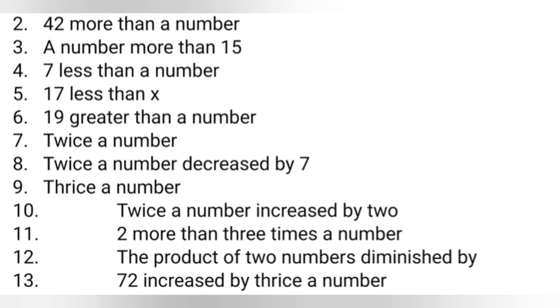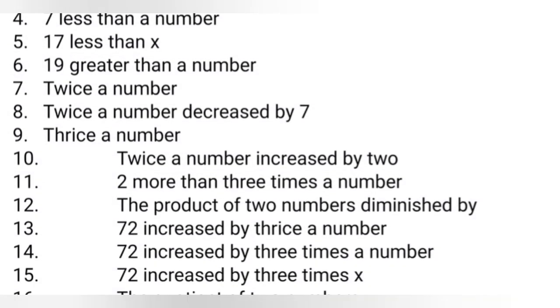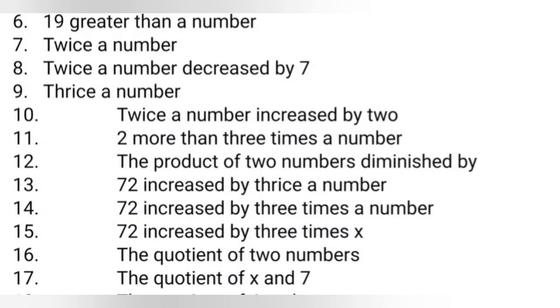Okay, so number 7, twice a number, so that's 2x or 2a, 2b, 2c, like that. Any variable. A number can be any of the variables. Twice a number decreased by 7, so that's 2x minus 7. Thrice a number, so that's 3x. Twice a number increased by 2, so that's 2x plus 2. 2 more than 3 times a number, so 2 plus 3x.